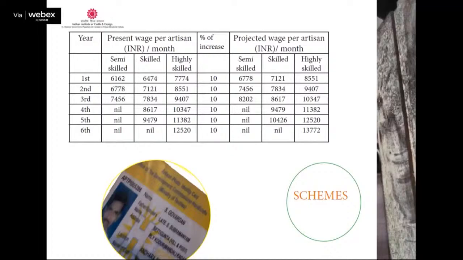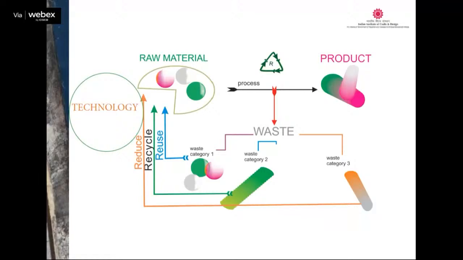There are several schemes by the government, for example, Ambedkar Yojana, and the Development Commissioner Handicrafts has also floated several schemes. Below is an artisan card of one of the artisans from Settigunta in Andhra Pradesh. These schemes can give benefit, but again, these benefits are not sufficient to cover the whole community. And this is another hindrance that we all know.